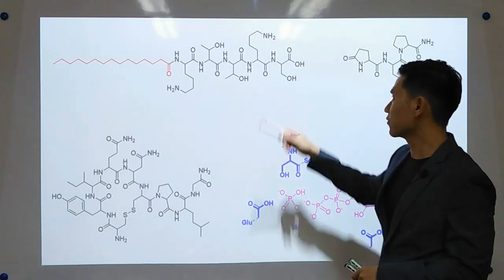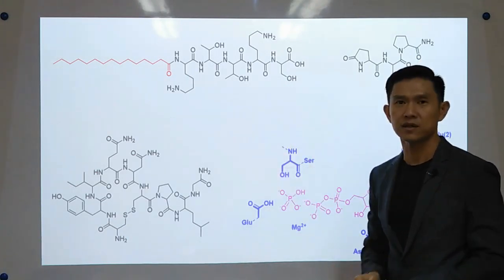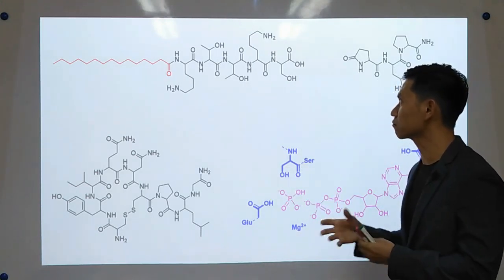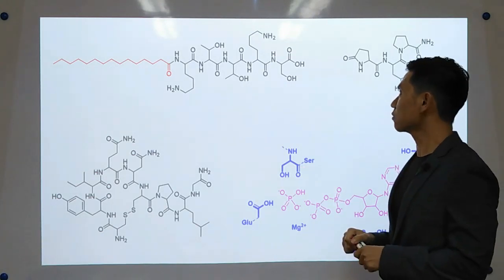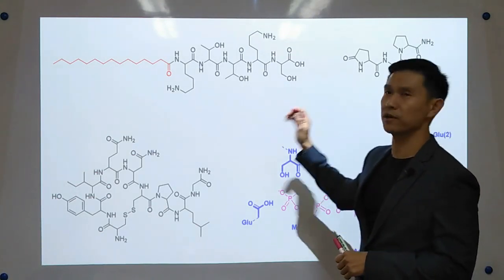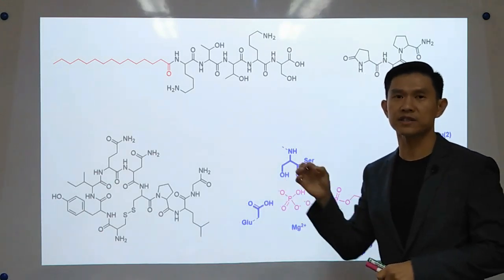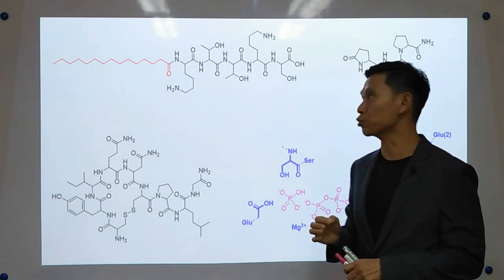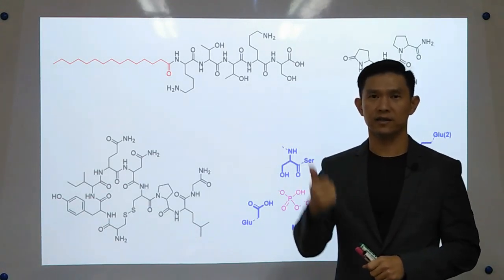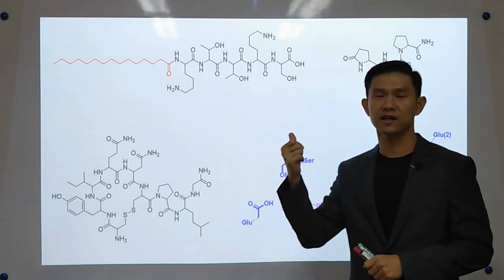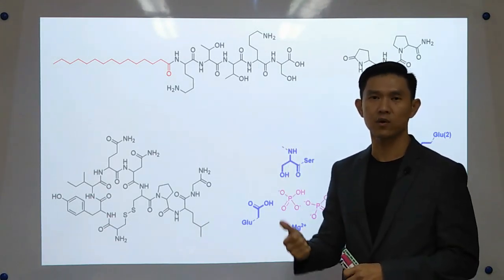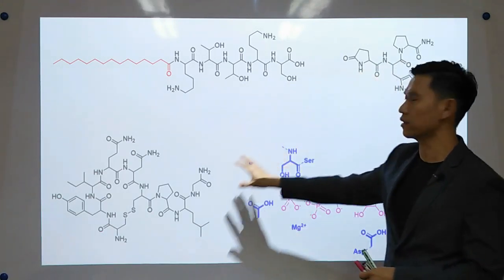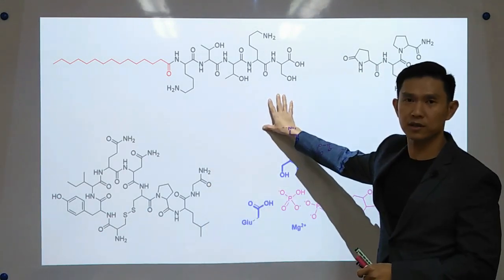The first one is called matrixyl. This is used in cosmetic cream. So what I want you to find is the number of amino acids, and where the peptide bonds are. Identify every single peptide bond in the molecule, and also find the N and C terminus, where the N terminus is the amino group and the C terminus is the carboxylic acid group. Do this for the 3 molecules here. This is matrixyl in cosmetics.